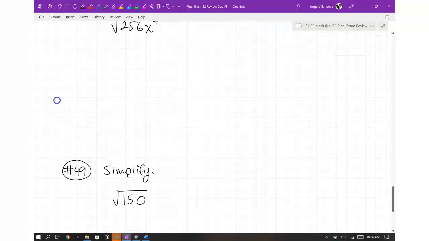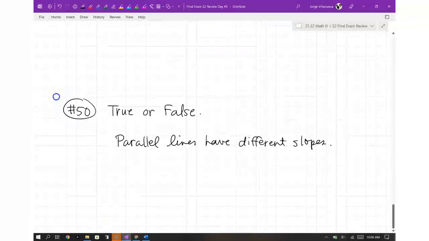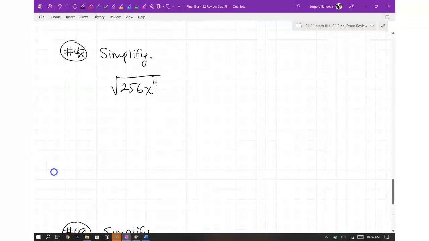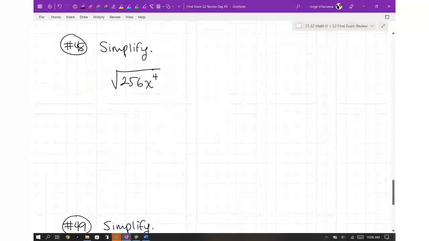I'm just looking here. 48, 49. Notice this one will be real easy. That's a true or false question. But yeah, these are kind of getting a little easier. So, all right. This is where a calculator kind of helps you out. The square root of 256. Anybody know it? It's more than 10, less than 20. It's 16. If you didn't know, just put it into your calculator. 16. What's the square root of x to the 4th? X squared, yeah. So there you go, done.